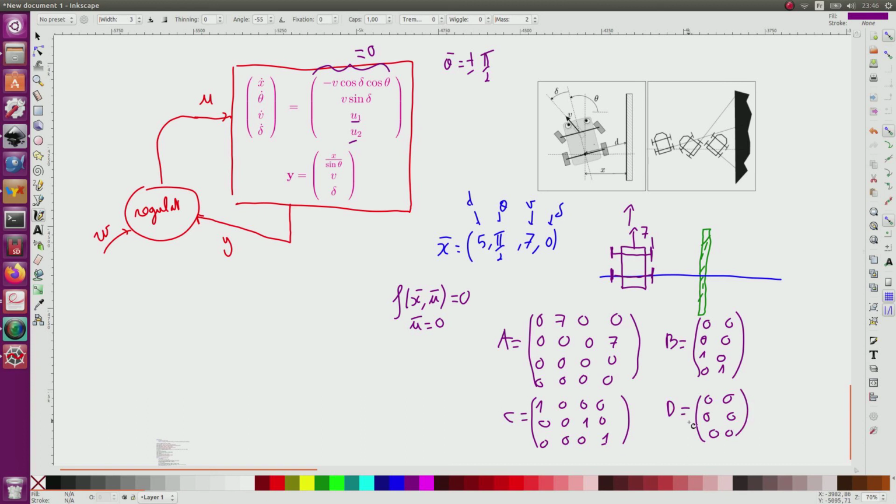So I don't need this one. Okay, so it means that approximately, if x corresponds to the distance to the wall, so here called x, theta, v, delta.